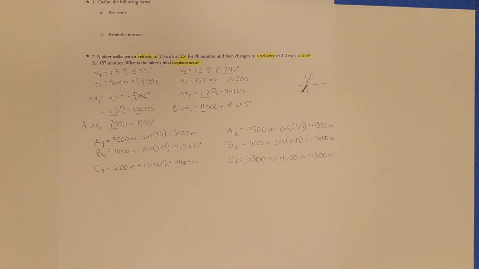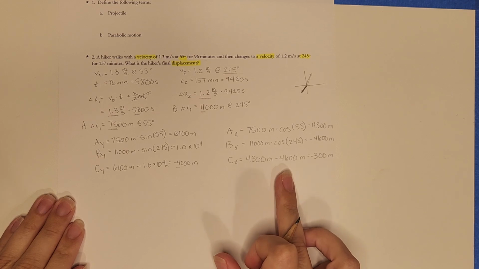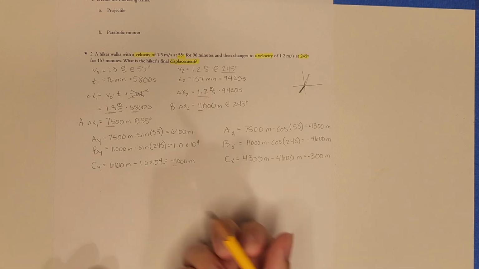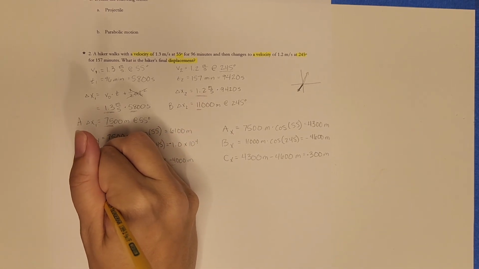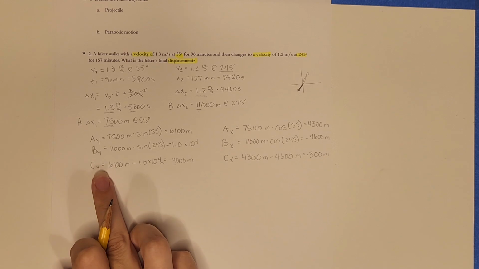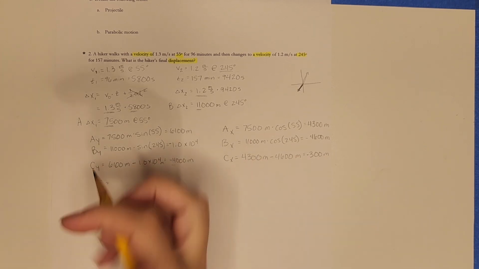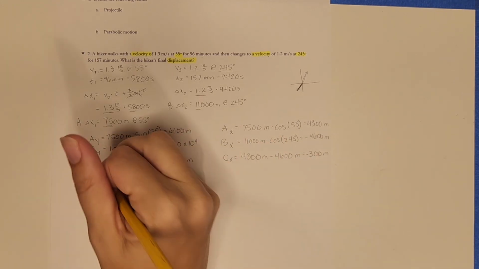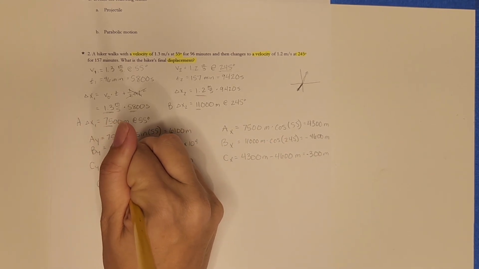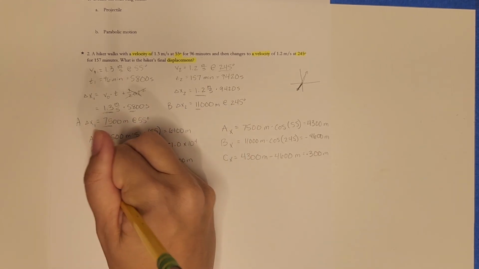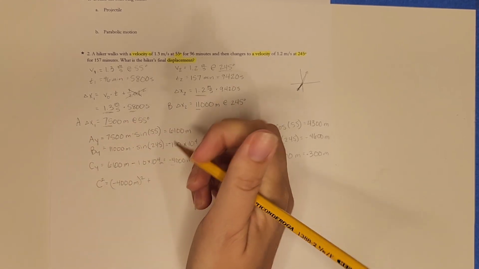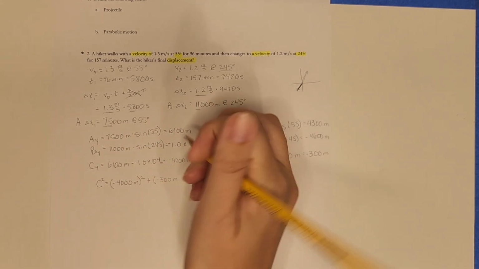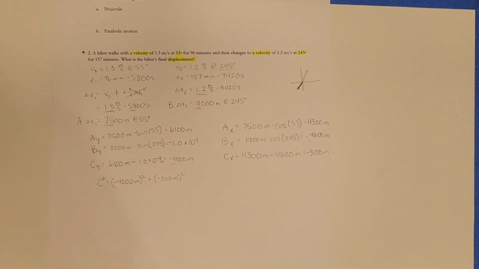Okay, so now to determine my C value, what is the actual distance that this C is going, I'm going to use the Pythagorean theorem. So C squared equals my y squared plus x squared. So negative 4,000 meters squared plus negative 300 meters squared.